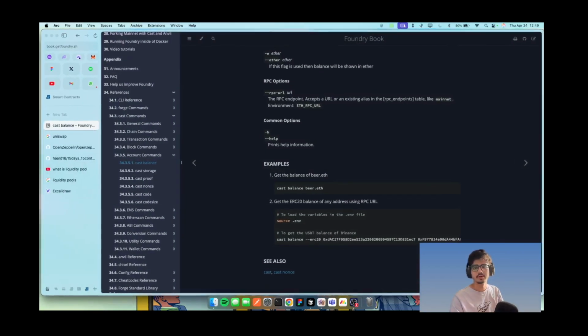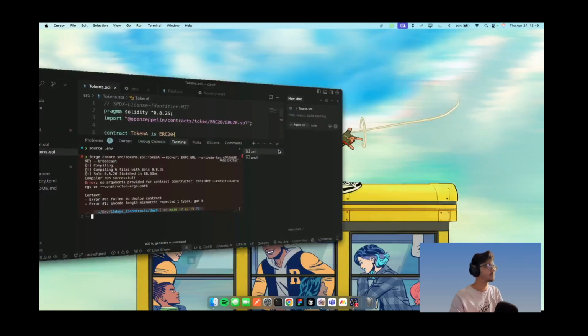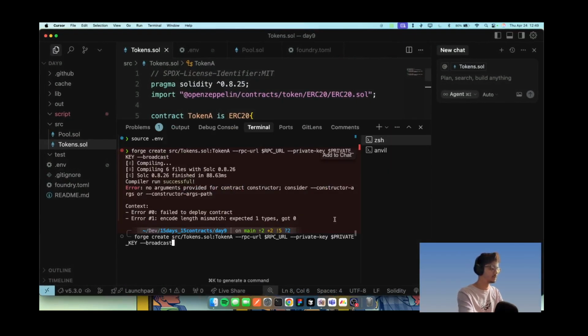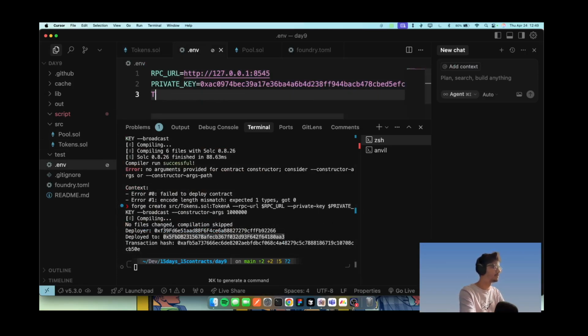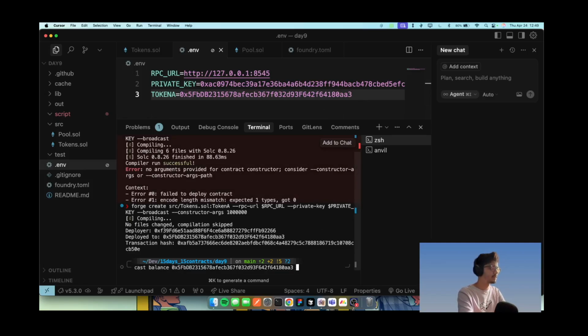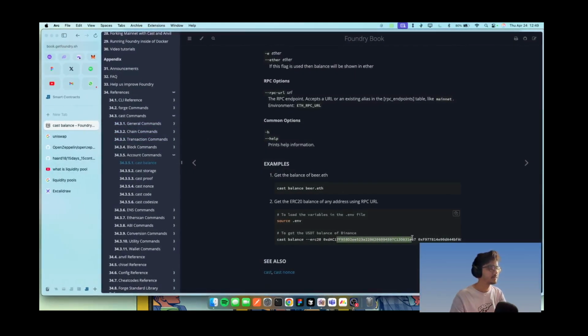Okay, so what could be the actual initial supply here? We can give it an initial supply of this much. So let's go to constructor args and give this much initial supply. Okay, and this token is deployed here, so let's hold this here. Token A is equal to this. Now let's check the balance of this address, and let's see how to get the balance out here. Cast balance ERC20, and this is what we need here.